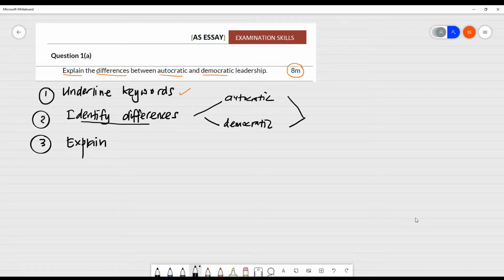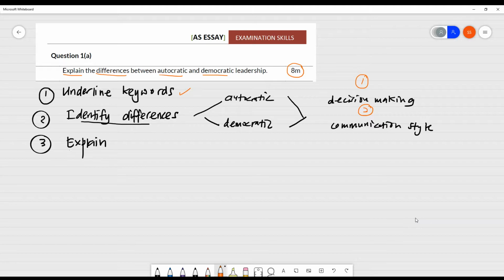Perhaps we can look at two different aspects. We can look at decision making, on how these leaders make decisions. All right. And we can also perhaps talk about their communication style. All right, how do they communicate to others or to their employees, right, when they are making decisions and things like that? So there you have 2 points or 2 areas that we can talk about to differentiate the differences between autocratic and democratic leadership. Now those are just the 2 points, but have we explained?